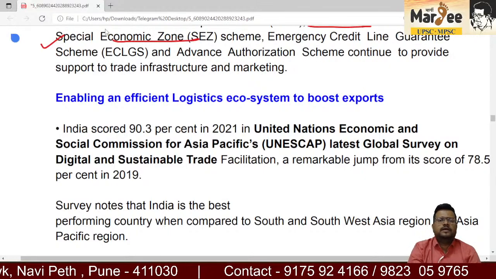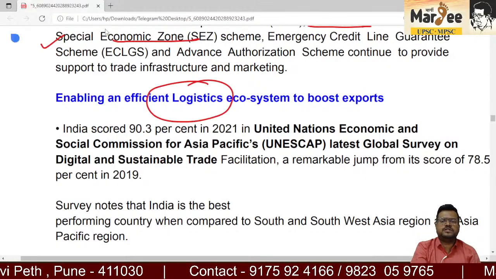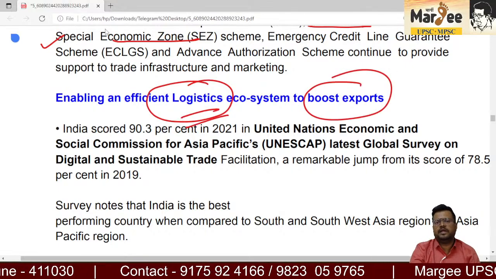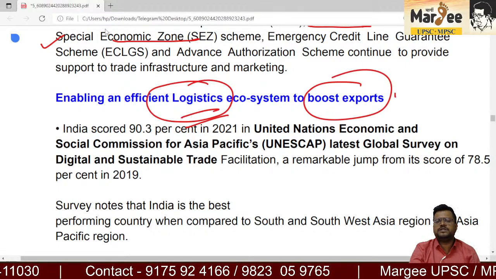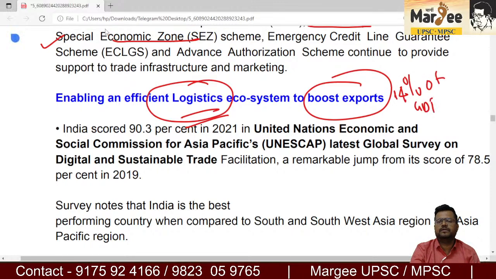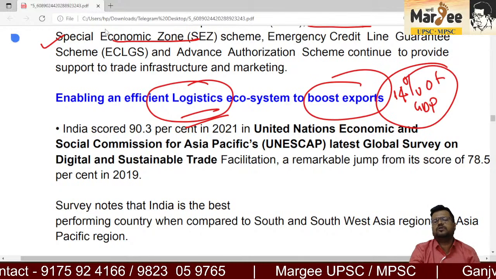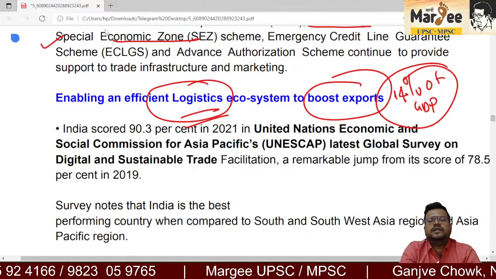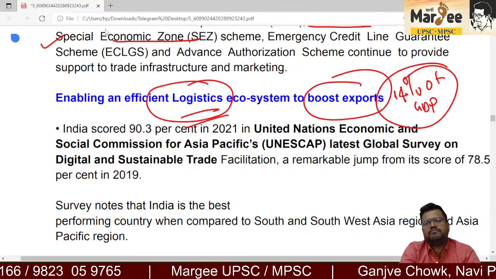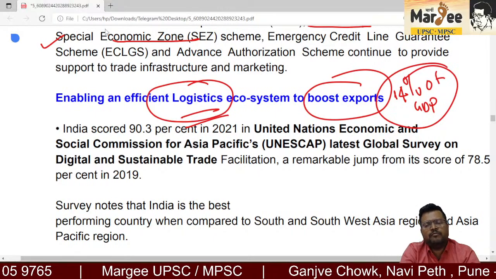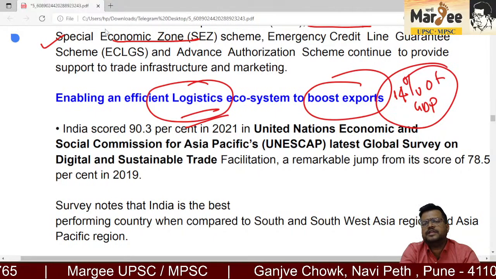Then having efficient logistics is a must to boost exports. You must be aware that India's logistic cost is about 14% of GDP, which is significantly higher than developed countries like the USA and also very much higher than a country like China.